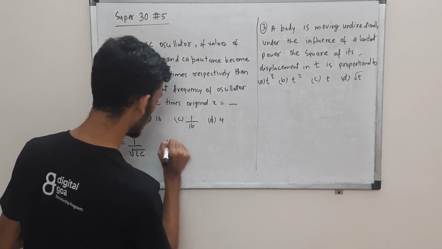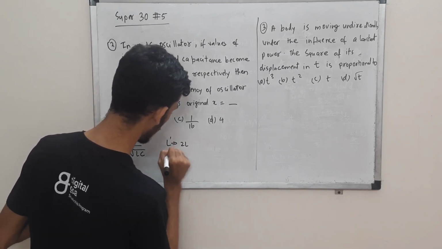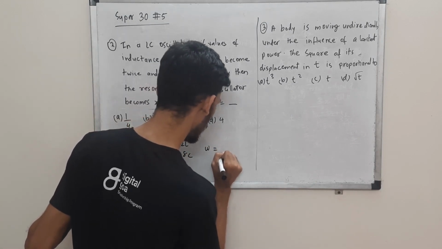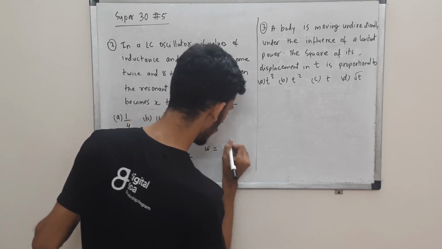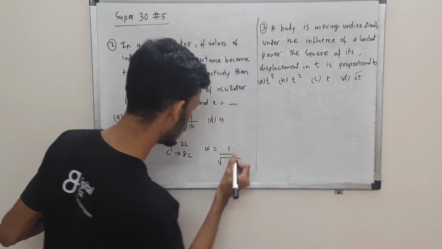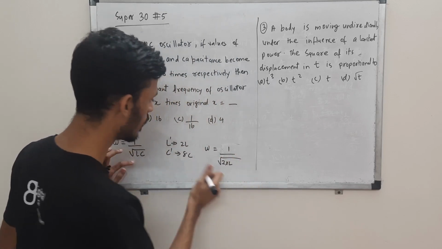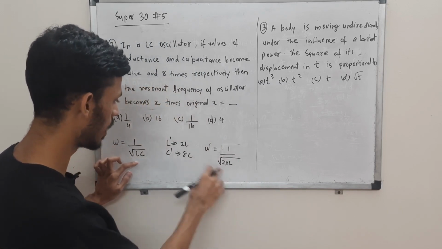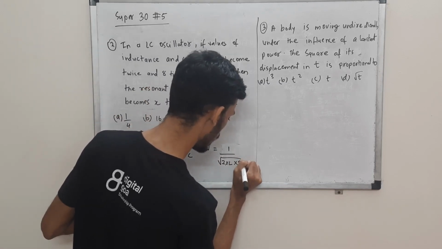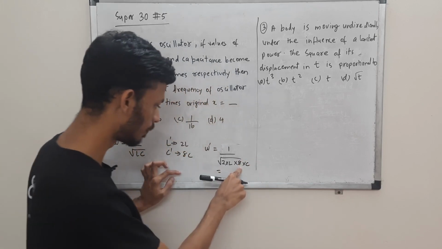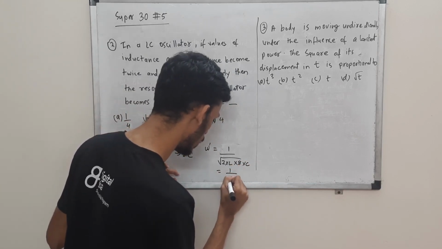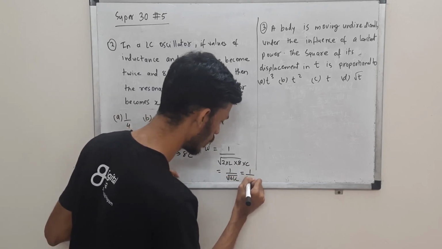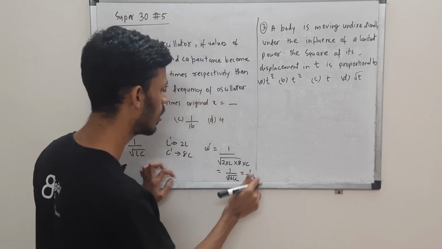So you are told that L becomes 2 times L, so L prime I can call, and C prime becomes 8 times C, right? So omega will be simply just use these values. Omega prime is 1 by under root L prime C prime. So L prime is 2 times L and C prime is 8 times C. 8 twos are 16, so 1 upon under root 16 LC, or under root 16 is 4, so 1 upon 4 under root LC. This is nothing but omega, right?